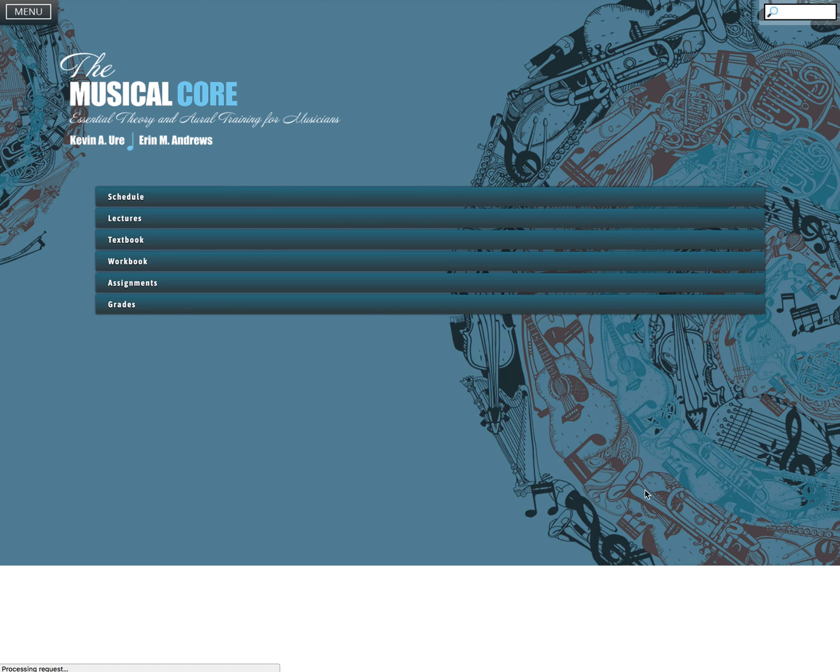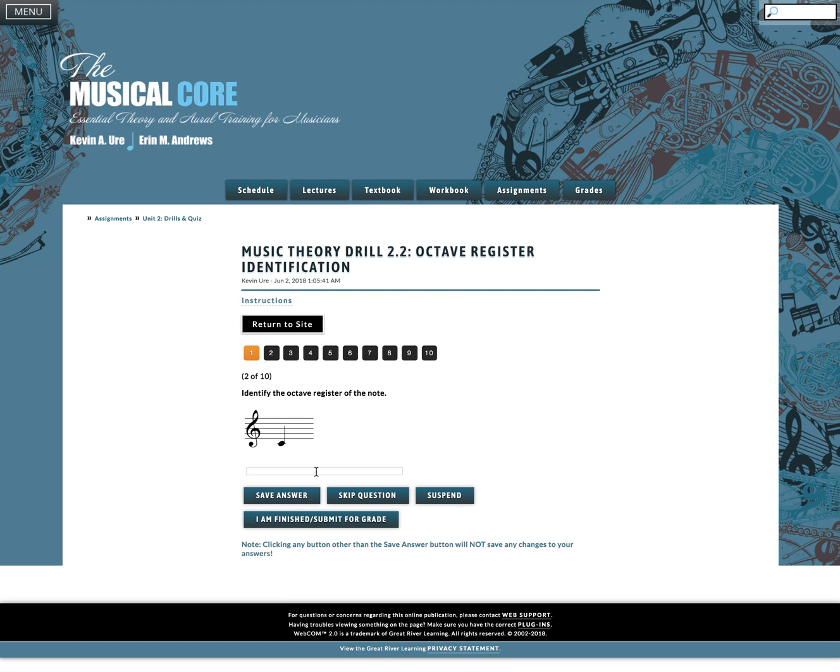So let's do another one. Here is our C4. Remember, it's the C directly between the treble and the bass clef. So the answer for this one is 4.